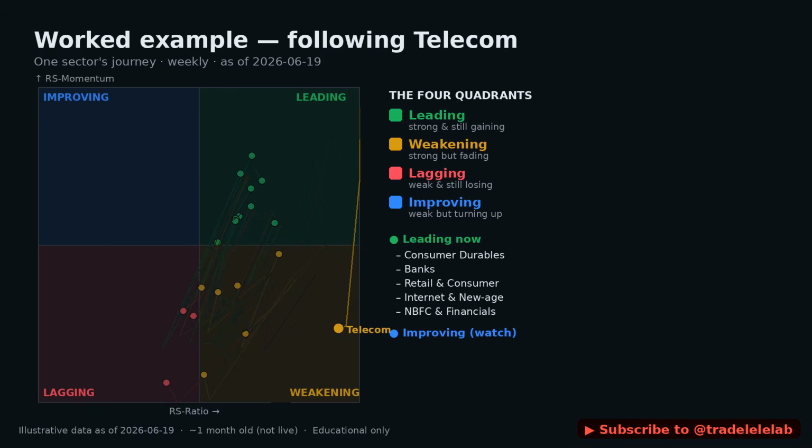If instead the tail had curled over and was heading down toward the yellow weakening quadrant, that would be our early warning that its leadership was starting to tire. Ask yourself those two questions every time: which quadrant, and which direction is the head pointing? Do that, and you have read the sector correctly.